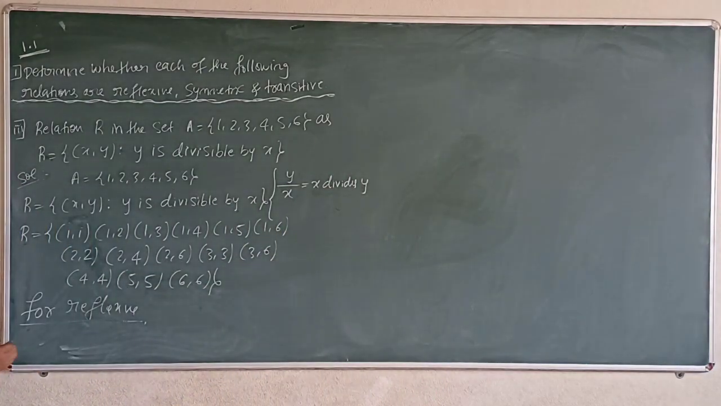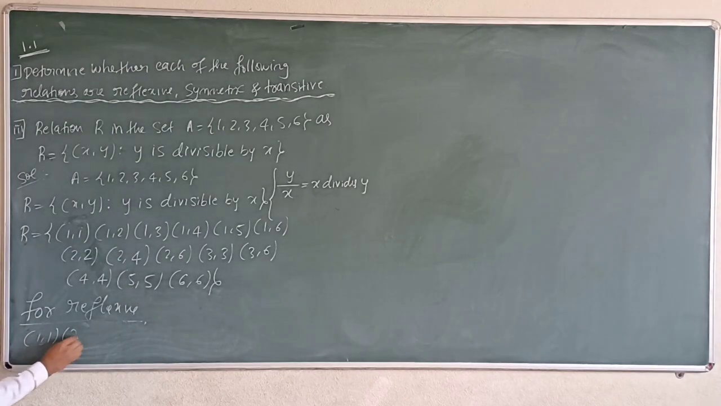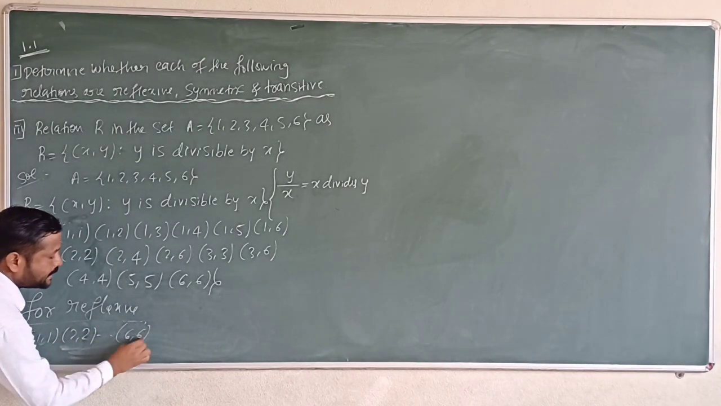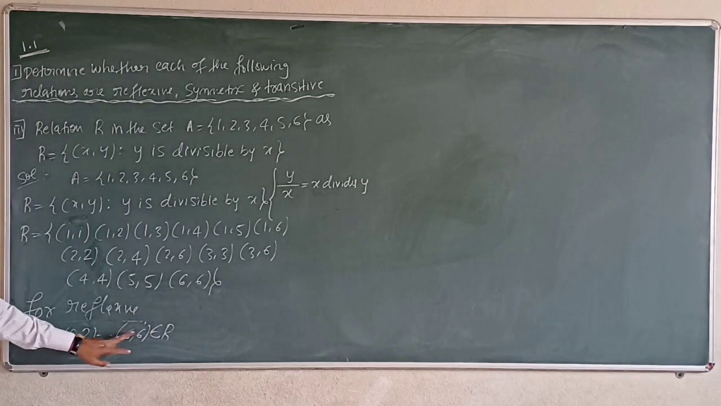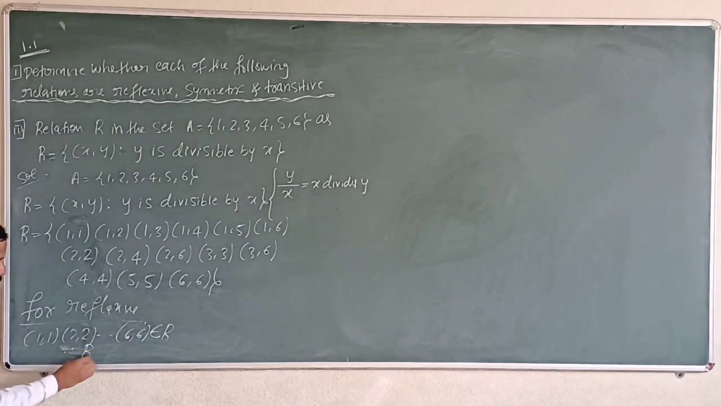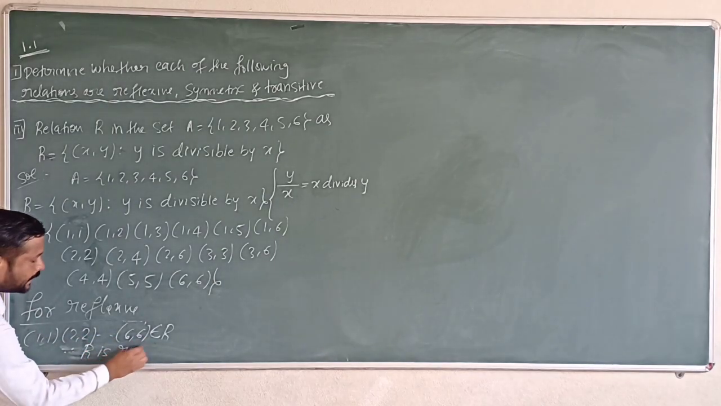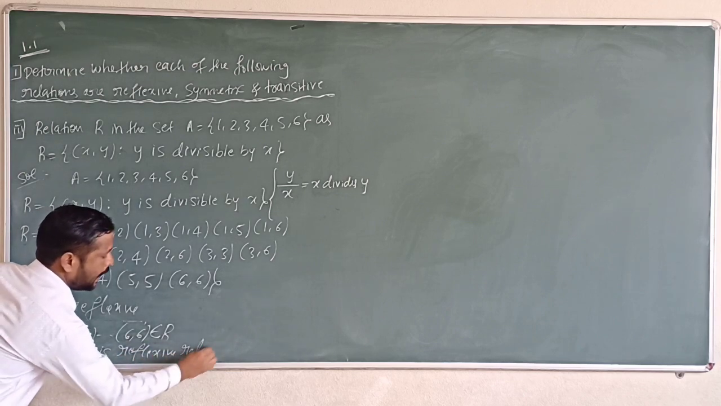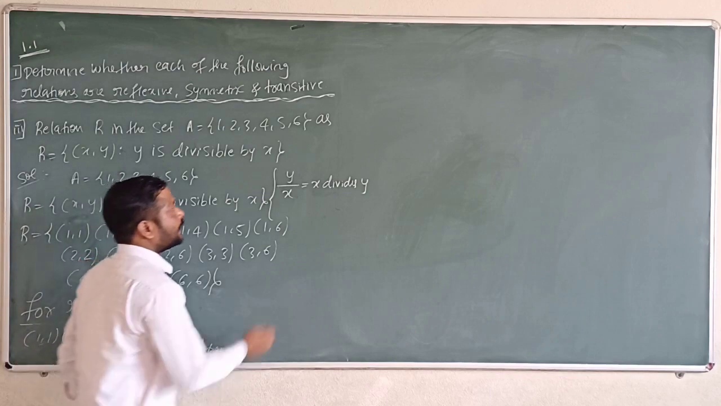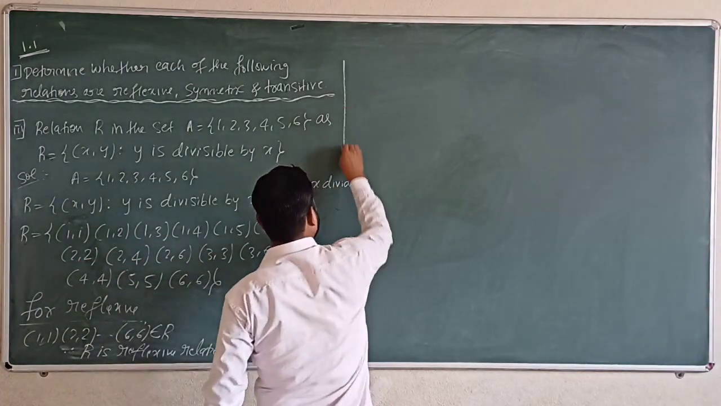Okay, another reason here: 1 comma 1, 2 comma 2, up to 6 comma 6, all are present. 1 comma 1, 2 comma 2, up to 6 comma 6 belong to R. So therefore R is what here? R is a reflexive relation. R is a reflexive relation now.